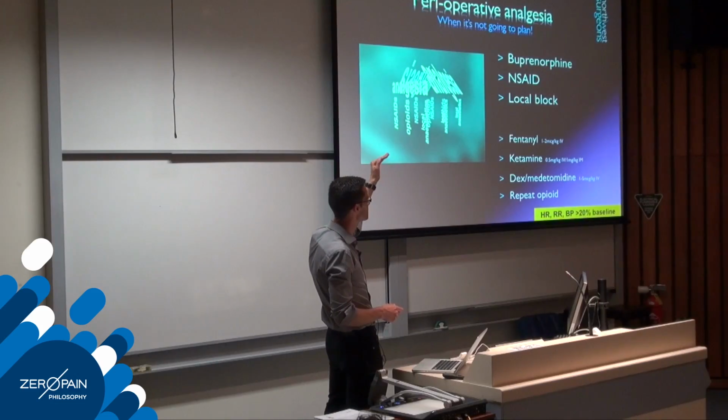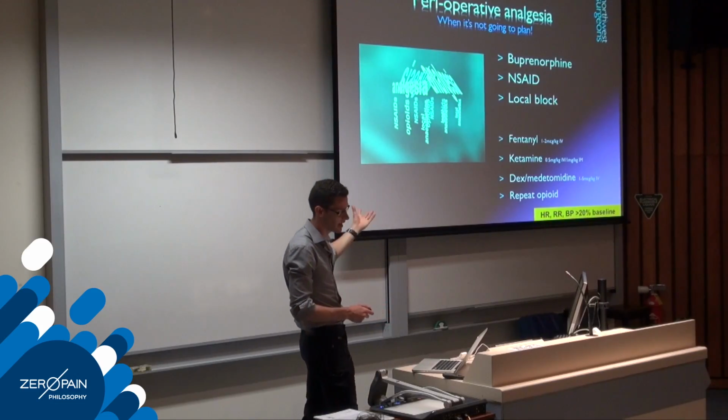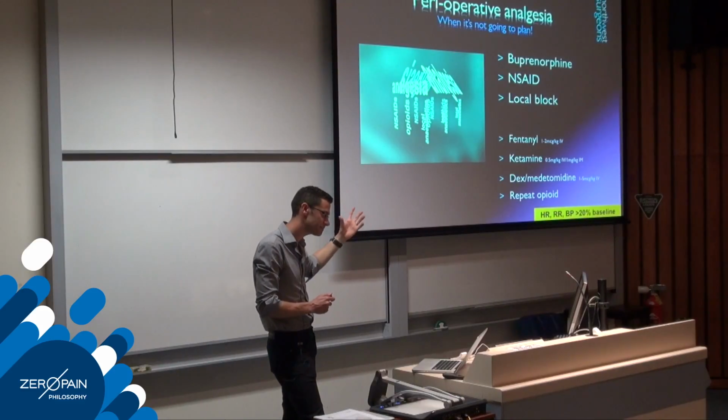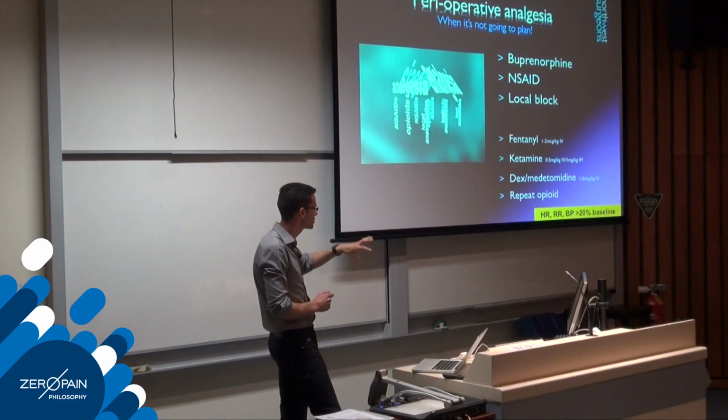So just as an example, you may have pre-medded with buprenorphine, you've used a nonsteroidal and you've done a local block, and then that animal reacts to surgery. And by reacting to surgery, what we would be looking at is your baseline heart rate, respiratory rate, blood pressure before the surgical stimulus. If that increases by any more than 20%, then that indicates nociception and the animal requires further analgesia.